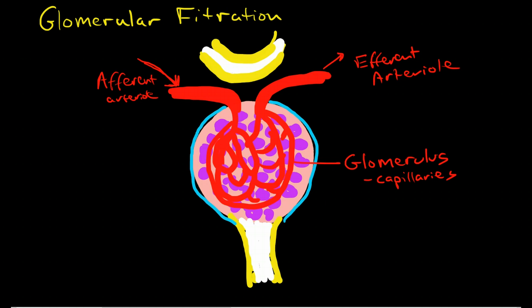The afferent arteriole, just like all other arterioles, has smooth muscle around it, and it can change the diameter. If the smooth muscle contracts and vasoconstricts the vessel, it will decrease flow. If it relaxes and dilates, that will increase flow. Now, the efferent arteriole also has smooth muscle.